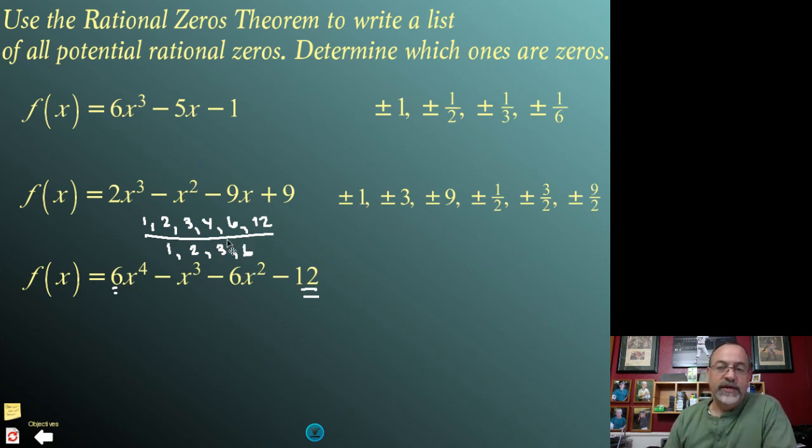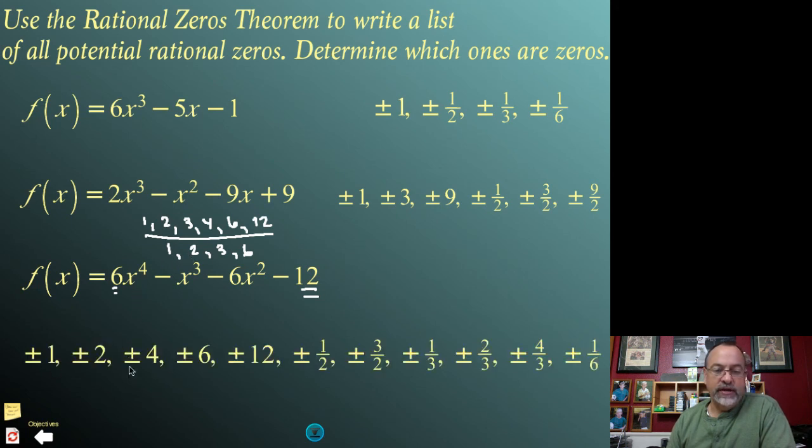Now, some of those end up being the same. They overlap with the same number. Once they are reduced, you only need to list them once. So when we do that, here's our list. So again, what this does now is it tells us that if this polynomial is going to cross or touch at a rational number, that rational number has to be in this list. It cannot cross or touch anywhere else other than what's in this list.